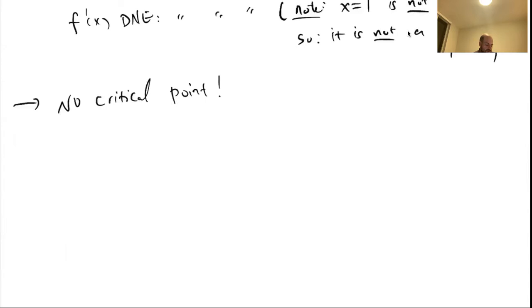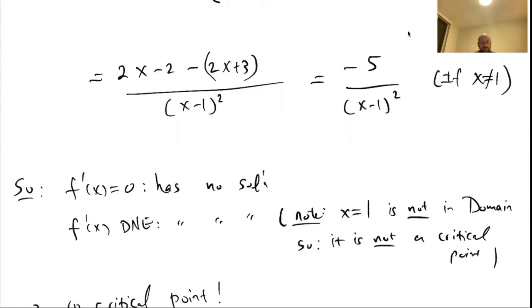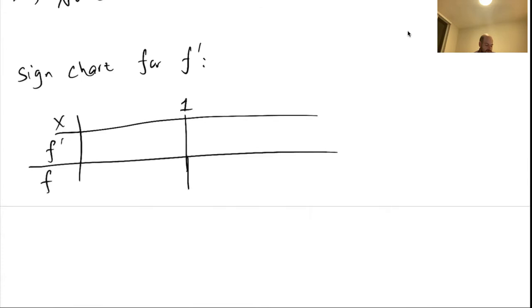No critical point. Now let's use the sign chart for f prime. So here we determine the x values and we list the critical points. There is no critical point, but the denominator has a 0. We said that in addition to critical points, if the denominator becomes 0 at some point, please list them for the sign chart for f prime. So at 1, the denominator becomes 0, and then f prime here, and then f here. So of course, f and f prime both are undefined at 1.